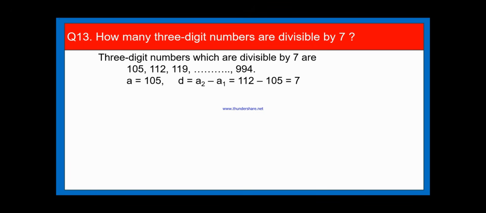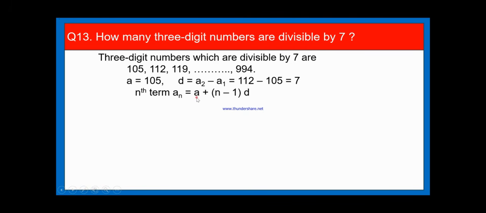Let us find the n value now. Let us assume that the last term 994 is some nth term. This is the first term, it is the second term, it is the third term and it is the nth term. In order to find out how many 3-digit numbers are divisible by 7, it is the first 3-digit number divisible by 7, it is the second, and it is the third. Similarly, it is the nth 3-digit number. Let us find the n value now. The nth term of an AP is given by an is equal to a plus n minus 1 into d, isn't it? Good.